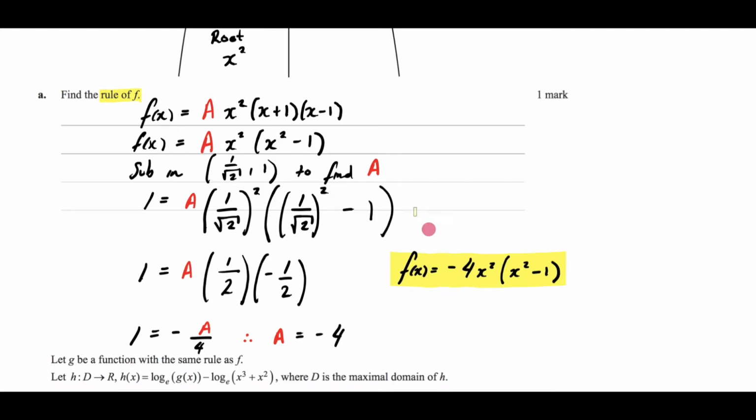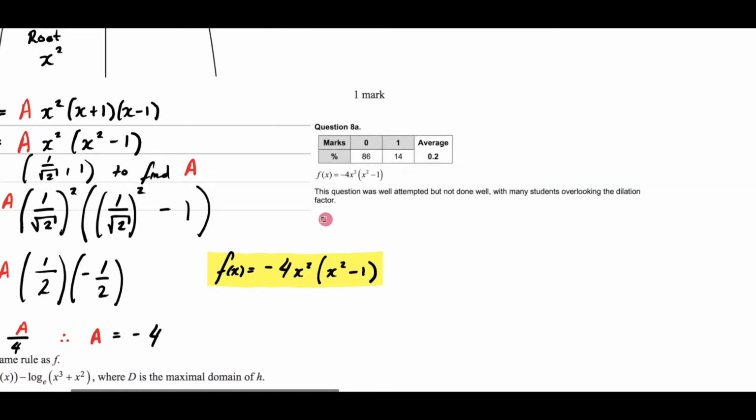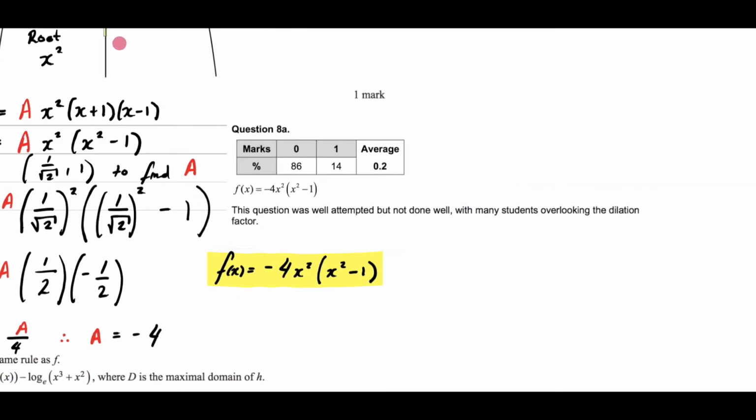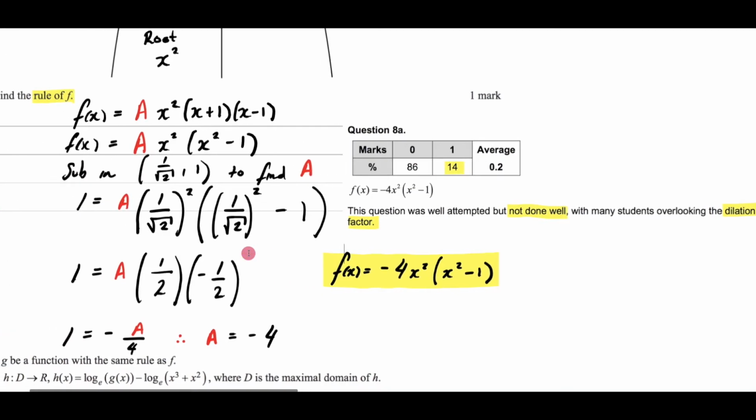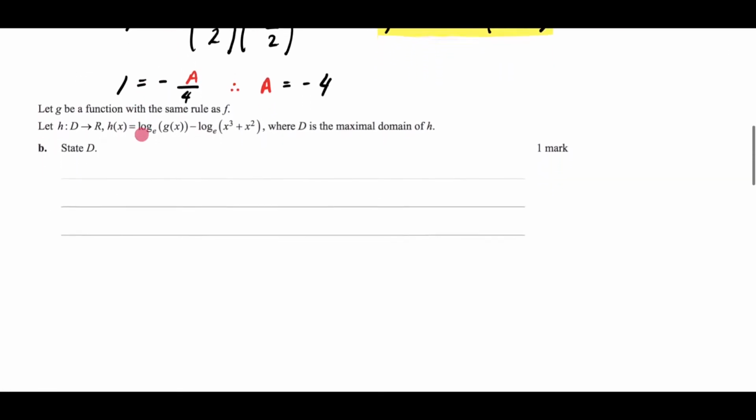All right, let's now look at the examiner's report and see how people did with this question. So, as you can see, whoa, this was not well done. 14% of the state got the full 1 mark. Here is our answer right here, negative 4x squared minus 1. This question was well attempted, but not well done, with many students overlooking the dilation factor. So that's what I said over here. You need to remember that dilation factor, which you then solve by subbing in a point. Perfect. Let's now move on to our next one.